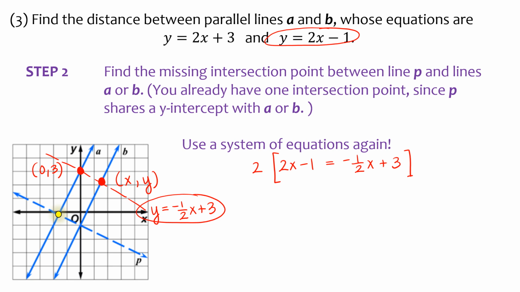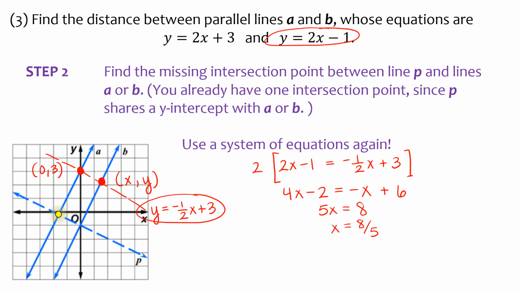The 2 times 2x gets us 4x. 2 times -1 means -2. Now 2 times -1/2 x means we'll have -1x or -x. And 2 times 3 means I'll have 6. And this just means I have whole numbers to work with, at least for now. A little bit nicer. So maybe I'll add x to both sides to get 5x and add 2 to both sides to get 8. And we still have to divide by 5, and here we can see, oh, we're still going to have fractions after all.